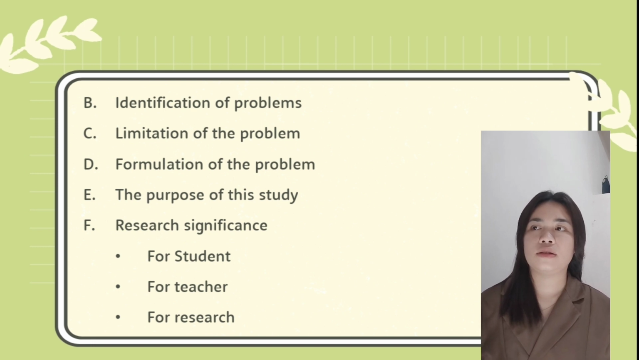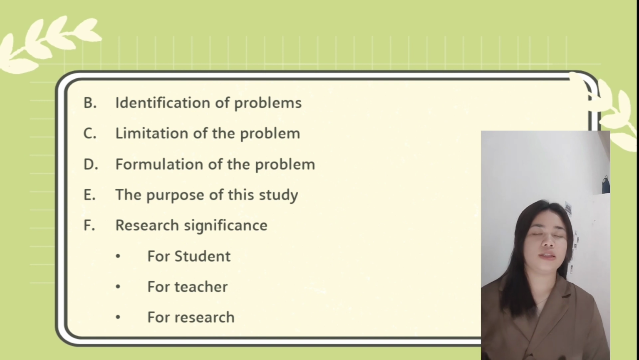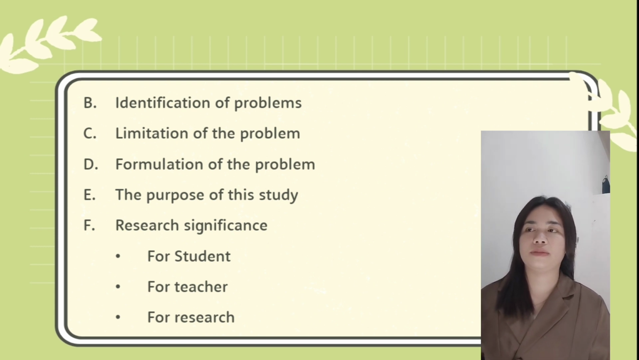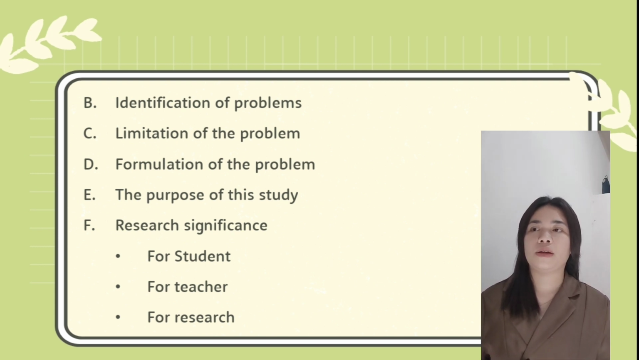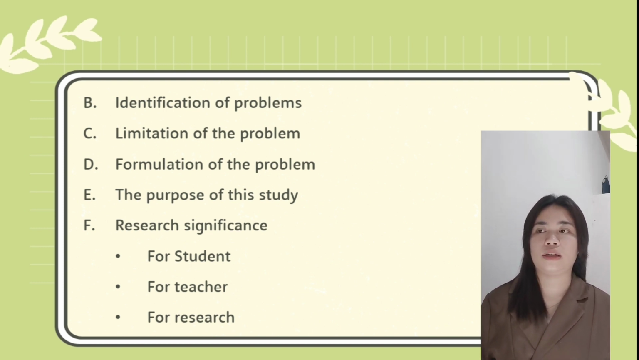The next is limitation of the problems. Based on the problems and identification of the problems, the researcher limits the study to using the inductive method to improve student achievement on simple present continuous tense. And the next is formulation of the problems. Okay, so the problem is formulated to answer the question: can the use of the inductive method improve student achievement on simple present continuous tense?